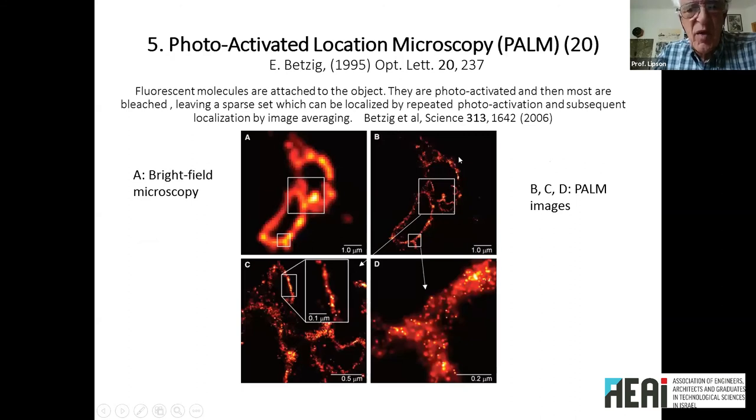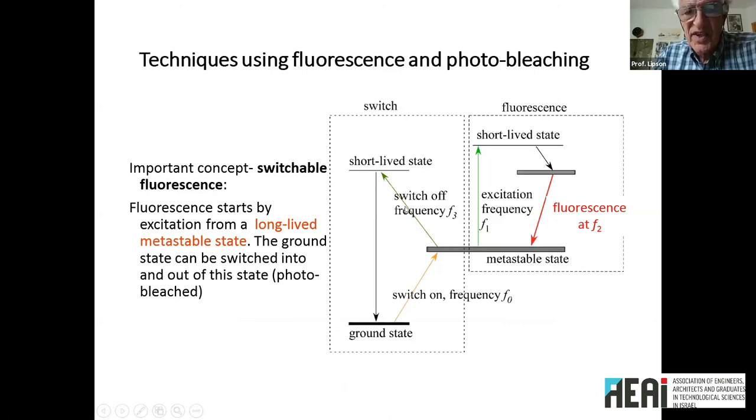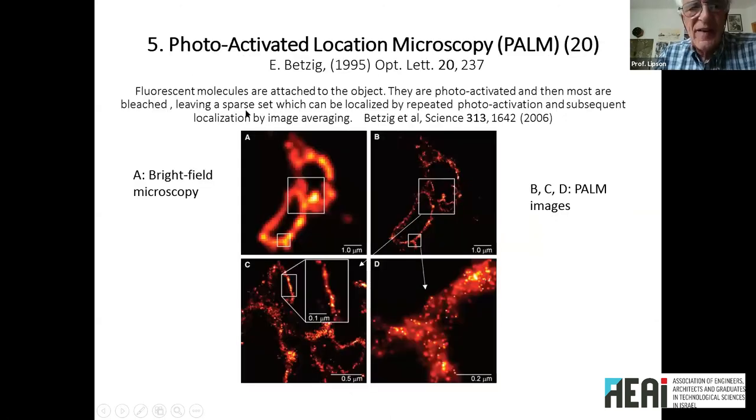And then what we do is as follows. First, the fluorescent molecules are attached to the object. They're then photoactivated, and then most of them are switched off. You switch off most of them simply by tuning the intensity of the switching off frequency. This one here, the switch off frequency F3, the intensity of that is arranged to switch most of them off again. So you just have a few which are excited, are in the better stable state.